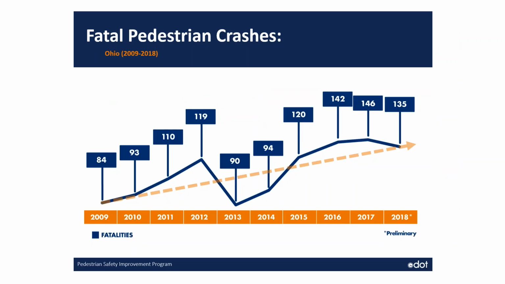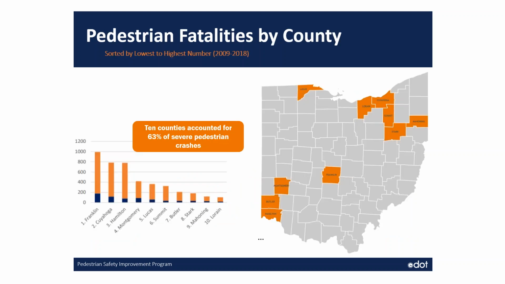So as I've been saying, pedestrian fatalities have been going up. This is a snapshot of 2009 to 2018. That's a pretty high percentage. From 2009 to 2018, that's more than a 50% increase. So that's unlike any of our other crash trends, any specific crash type. So it's one that we know we have to tackle. So that's why we have programs like this.